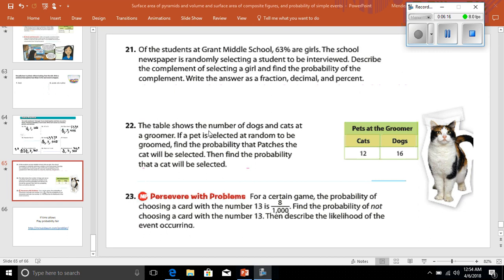The table shows the number of dogs and cats at a groomer. If a pet is selected at random to be groomed, find the probability that Patches the cat will be selected.